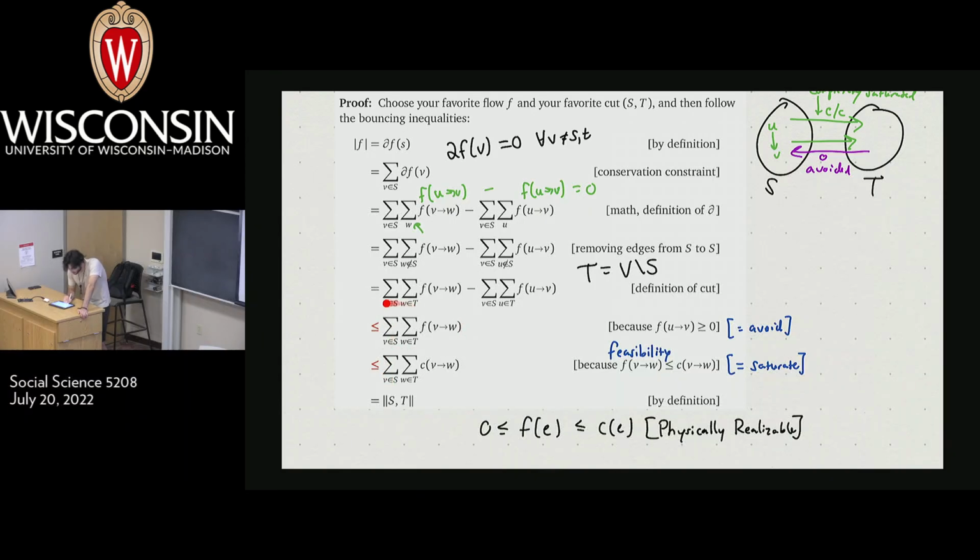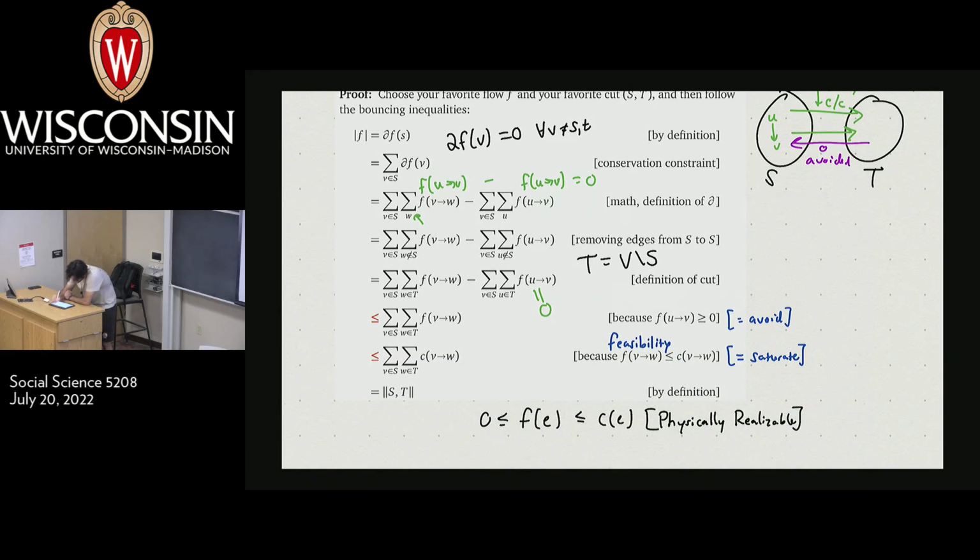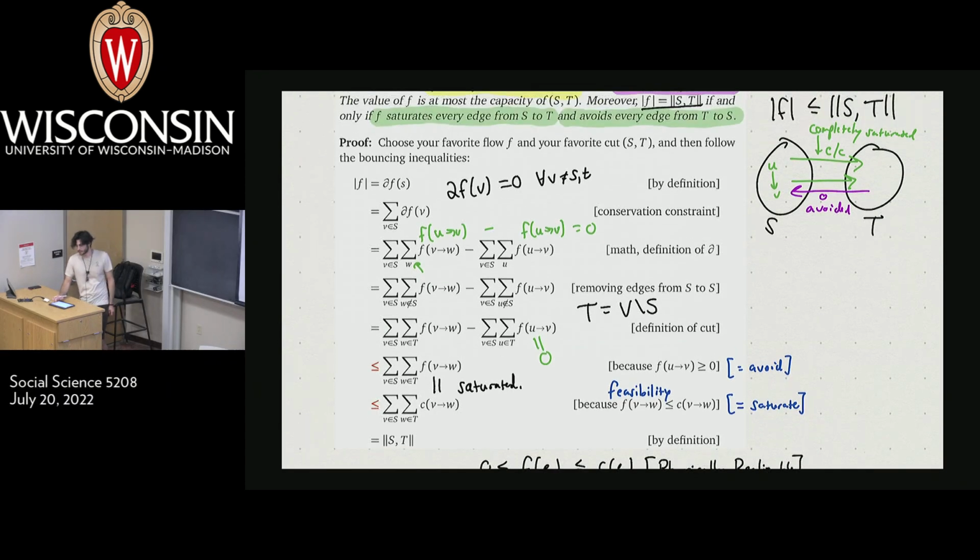So when is the first one an equality? Well, that's an equality if these are all 0. So if these are equal to 0, it's an equality. And when are those equal to 0? Those are equal to 0 when we avoid edges from T to S. Okay? And then for the second one, when is this one an equality? Well, that's an equality exactly when F equals C, which means we've saturated. So that's when those become equalities. So that proves the second half.